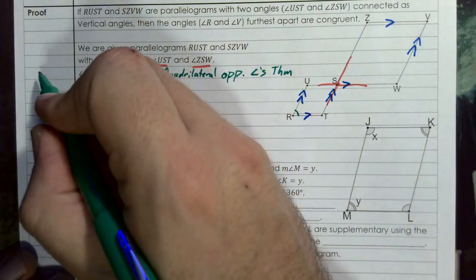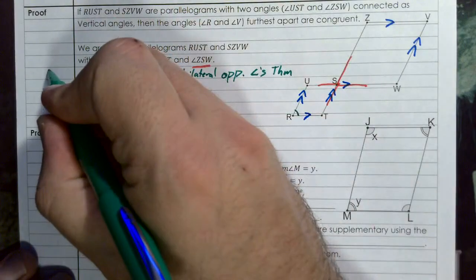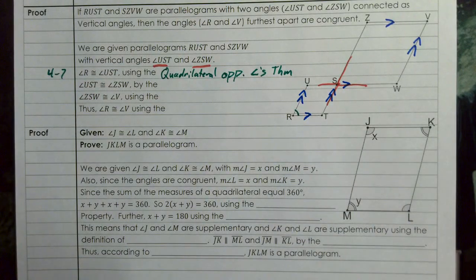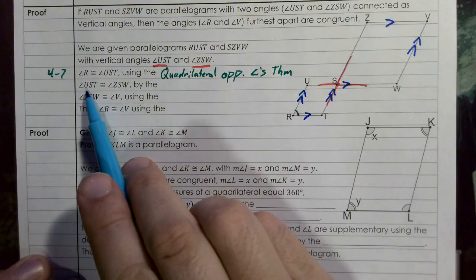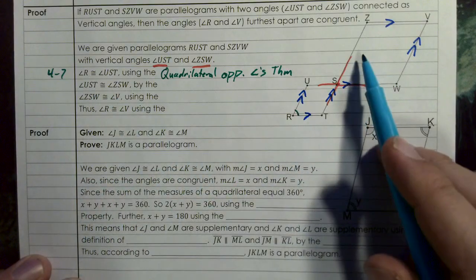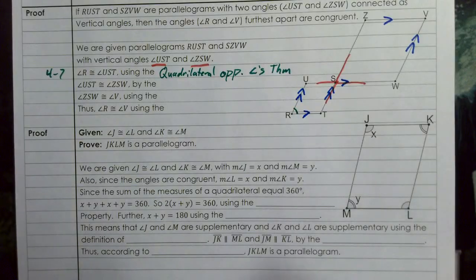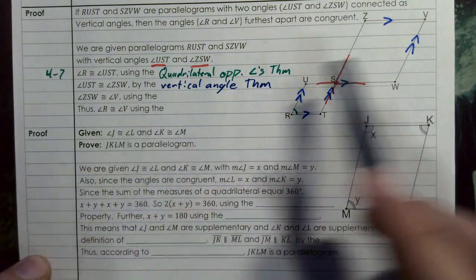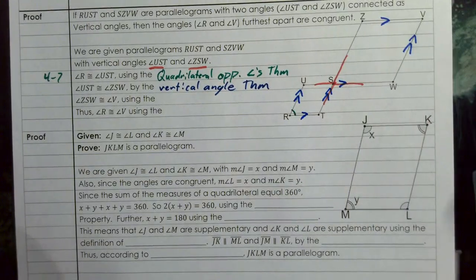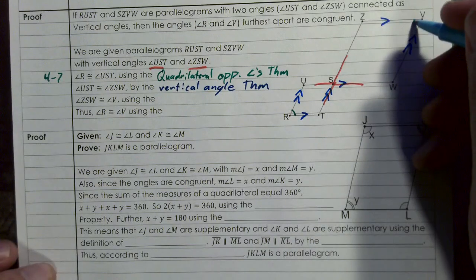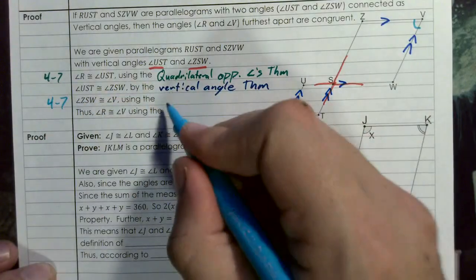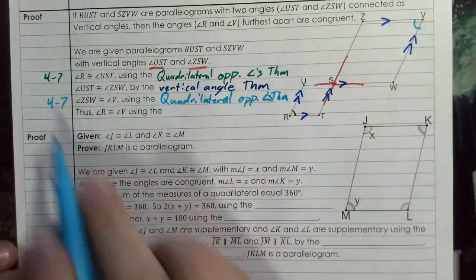As a note for you, just so that you can reference it, it's 4-7, but you never need to really remember that. Okay, we can also say UST is congruent to ZSW by the vertical angles theorem. That is an old one that said vertical angles have to be congruent. ZSW and V, so ZSW and V up top here also are congruent, and that's this same thing. That's the quadrilateral opposite angles theorem. 4-7 again.